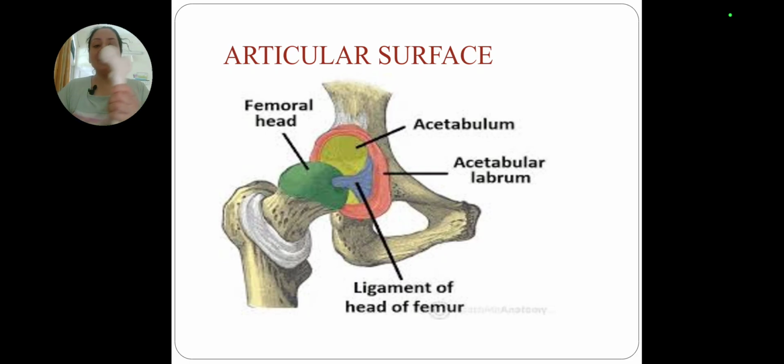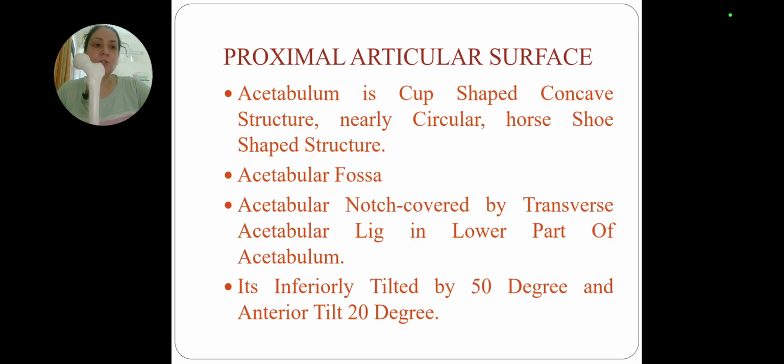So this is the articular surface, and you can see the orientation of the head. The head is oriented a little bit superiorly, anteriorly, and medially. This is a very important point. This is the structure which I have shown to you also.